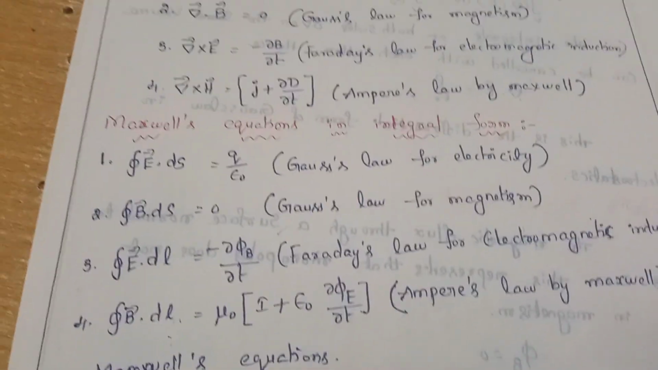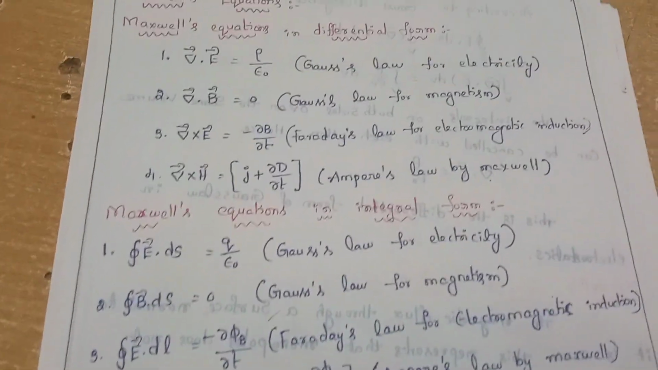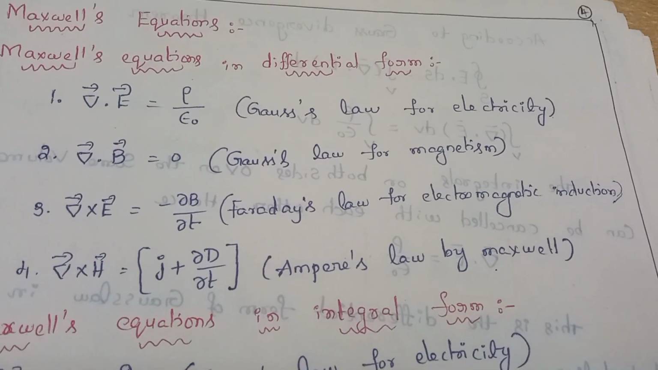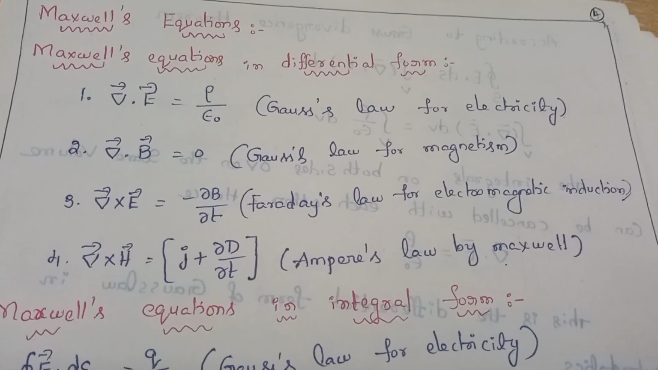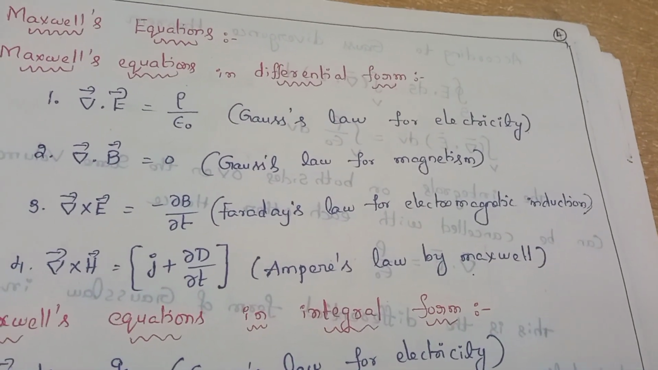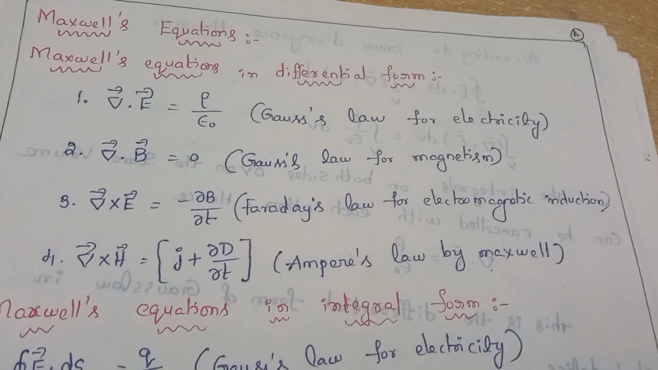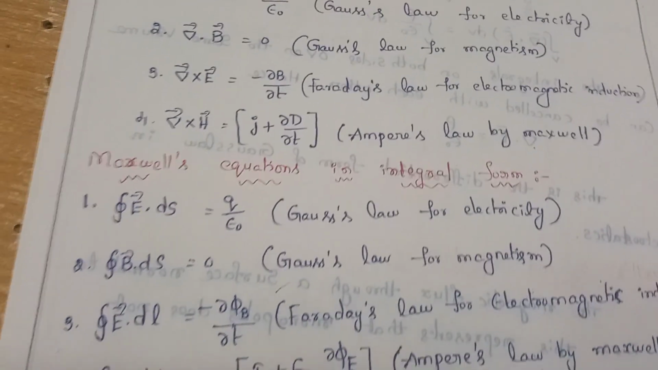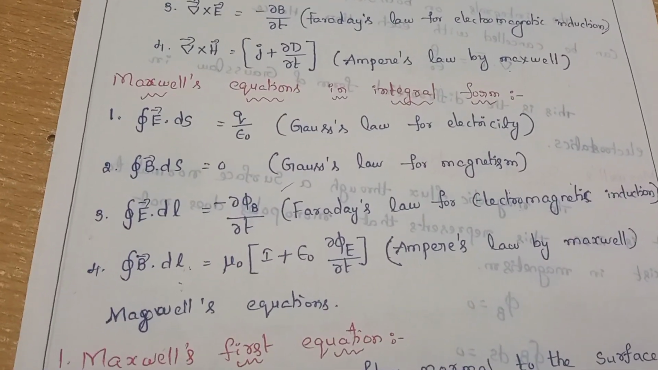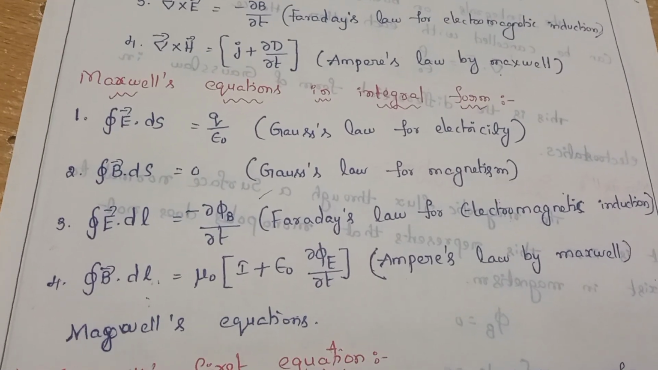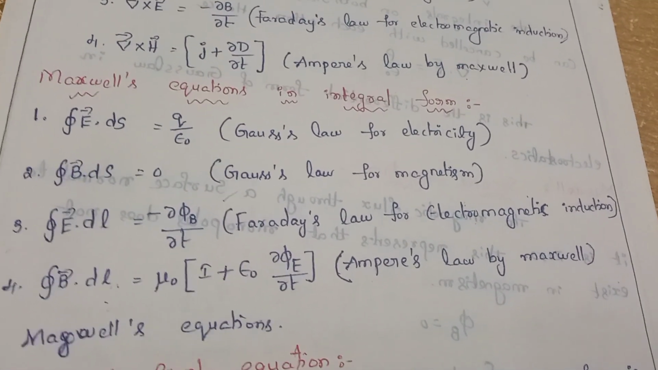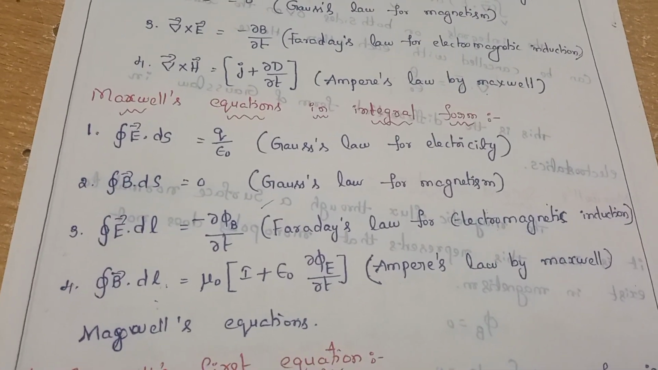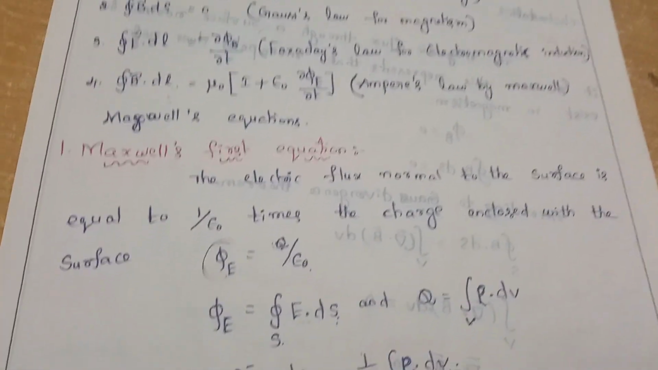So this is about the Maxwell equations in differential form. That is Gauss law for electricity, Gauss law for magnetism, Faraday's law for electromagnetic induction. Here B is nothing but magnetic induction. Next, Ampere's law by Maxwell. At the same time, there exist Maxwell equations in integral form. That is the same thing: Gauss law for electricity, Gauss law for magnetism, Faraday's law for electromagnetic induction, and fourth one Ampere's law by Maxwell. So let us see Maxwell's first equation.